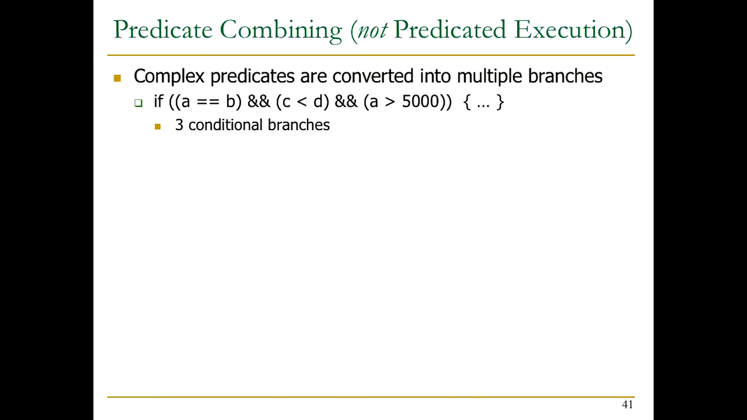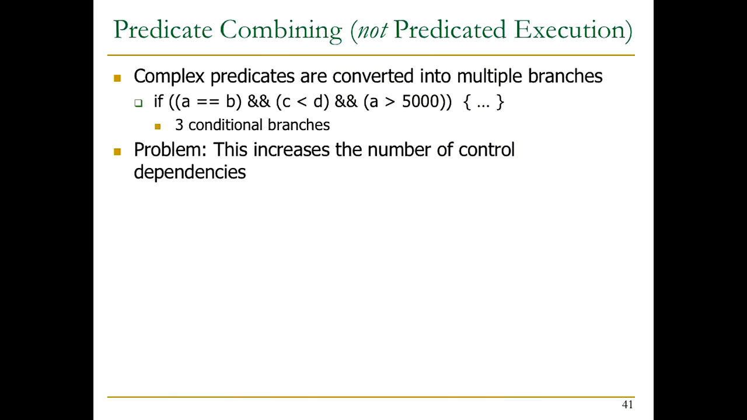And I already discussed this yesterday a little bit, if you remember. Basically, if you have complex predicates like this, you have a choice. You could convert it into multiple branches. For example, you could convert it into three conditional branches, one testing this one, another testing this one, another testing this one, and you could do those tests sequentially, right? The problem is, clearly, this increases the number of control dependencies and control flow instructions and things that you need to predict. It causes all the problems that we've discussed.